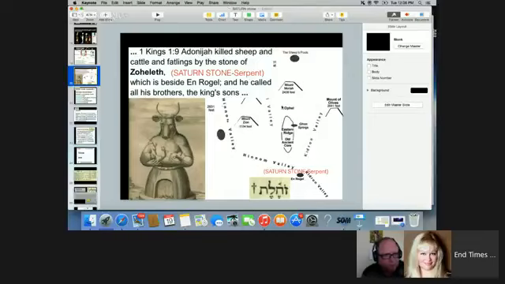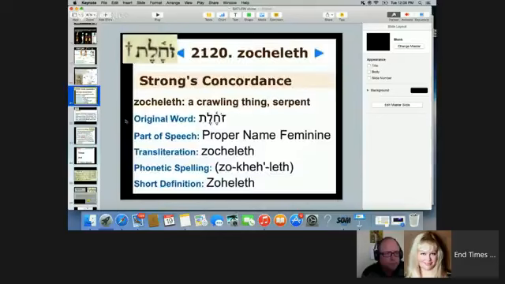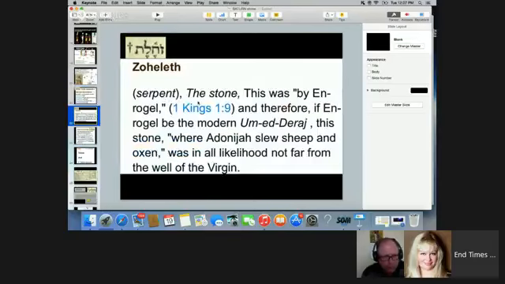And we'll talk about the gates a little bit more, and the significance of going through the gates to worship Baal, and why people actually sacrificed animals and children to Baal, and what the Bible says about that. But here's the word here in Hebrew, and this word means the crawling serpent. It also means Saturn and stone. Here it is again, the serpent stone by En Rogel in 1 Kings 1:9.